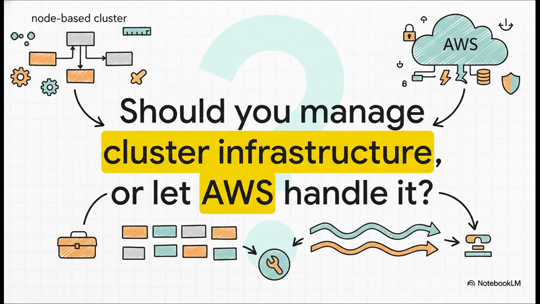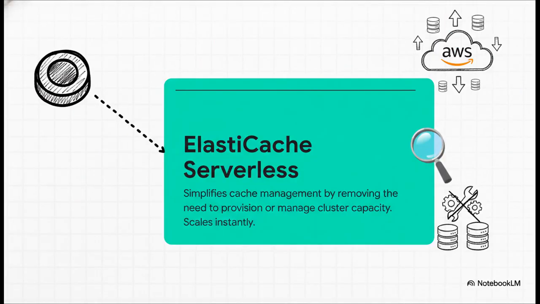Or do you want to go serverless and just let AWS handle all of that heavy lifting for you? And trust me, this isn't just a technical question. It's a business decision. Seriously, think of serverless as the easy button for caching. You literally just create a cache, give it a name, connect your app, and you're done.